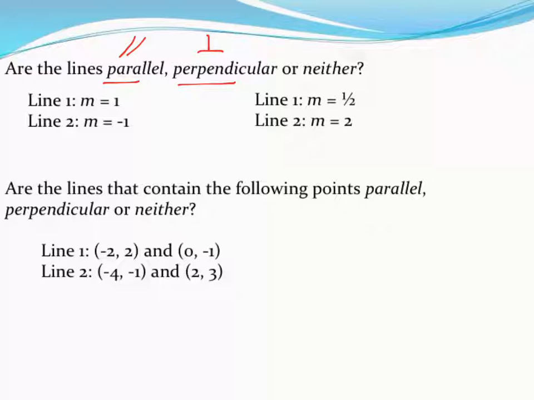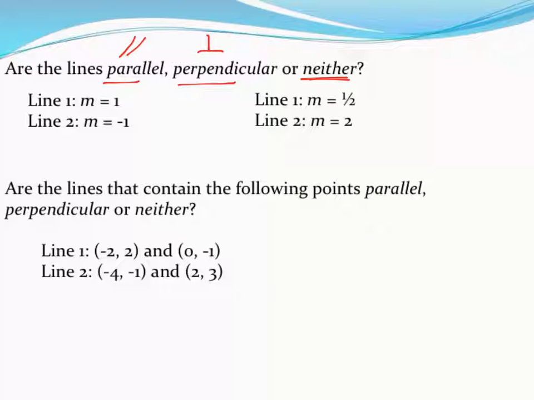Perpendicular lines are going to be lines that have slopes that are opposites, meaning one's positive and one's negative, and are also reciprocals, meaning they are fractions that have been flipped around. So we have to make sure both parts of that are true to be perpendicular: opposite signs and reciprocals. And then if neither of those things are true, then those lines are just nothing. They're just two lines that intersect.